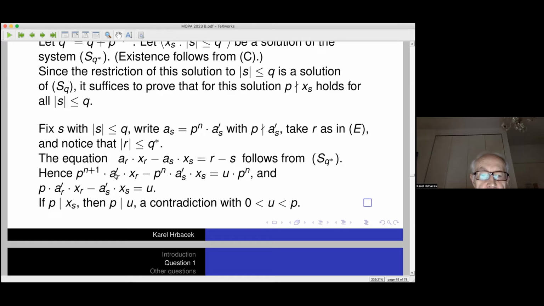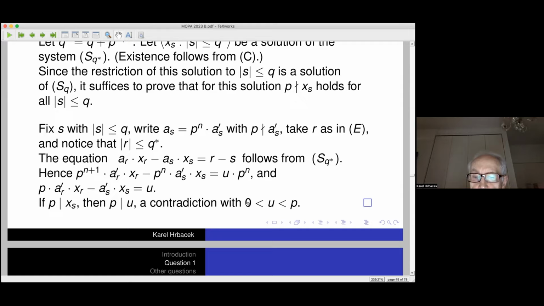And the distance between r and s is not too large. It's just a small multiple of p^n. So the equation a_r x_r minus a_s x_s equal to x minus s, which follows from the system of equations by subtracting, then tells you that this a_r, which is this, times x_r minus a_s, which is p^n times a_s', times x_s is equal to some small multiple of p^n, where u is between zero and p.